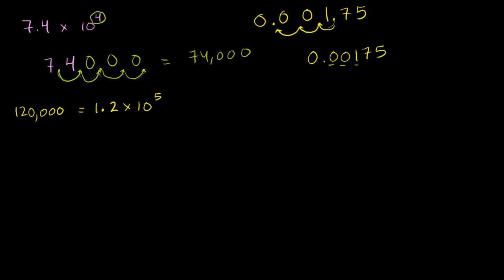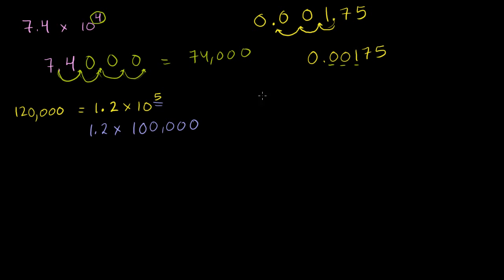And if you want to kind of internalize why that makes sense, 10 to the fifth is 100,000. So it's 1.2 times 1, and then 1, 2, 3, 4, 5 zeros. That's 10 to the fifth. So 1.2 times 100,000 is going to be 120,000. So hopefully that's sinking in. So let's do another one.